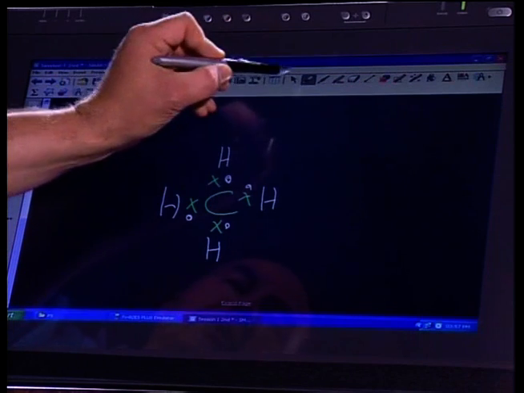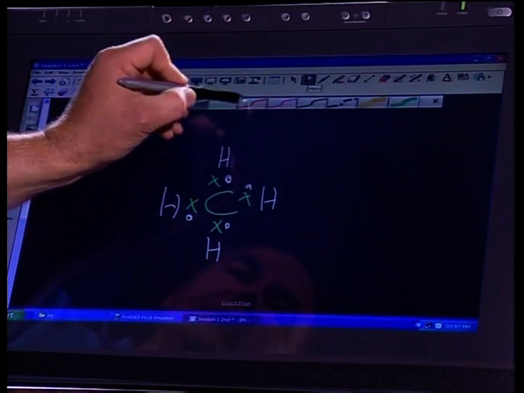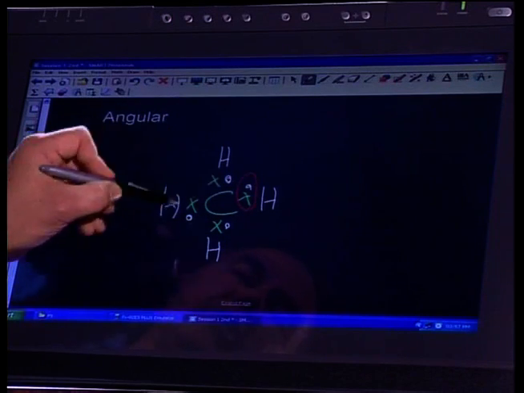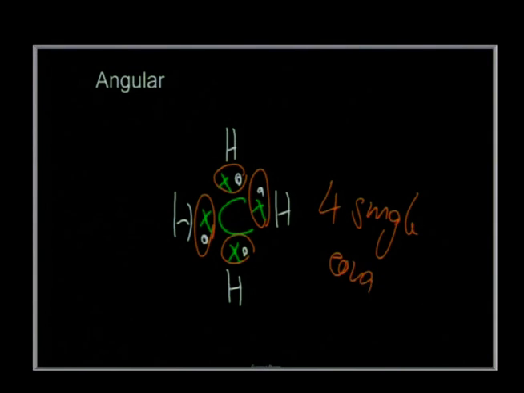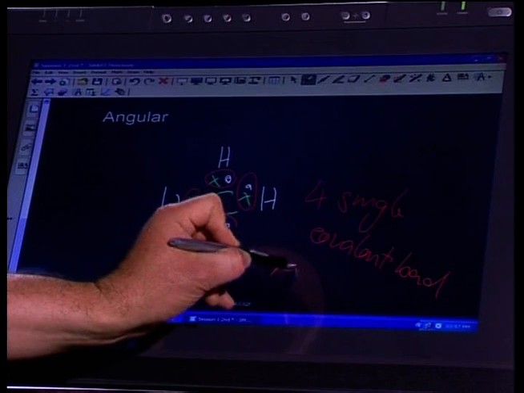This bond we'd recognize as a single bond. They're sharing a pair of electrons. It's one bonding pair of electrons between those 2 atoms. So we've got 4 single covalent bonds. Having said that, if we look at the electronegativity difference between carbon and hydrogen, these are actually polar covalent.